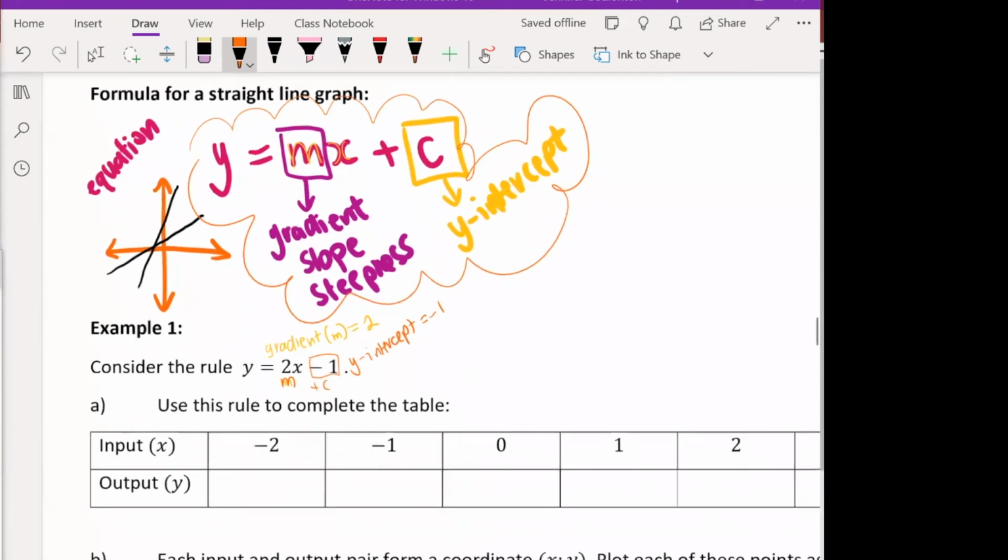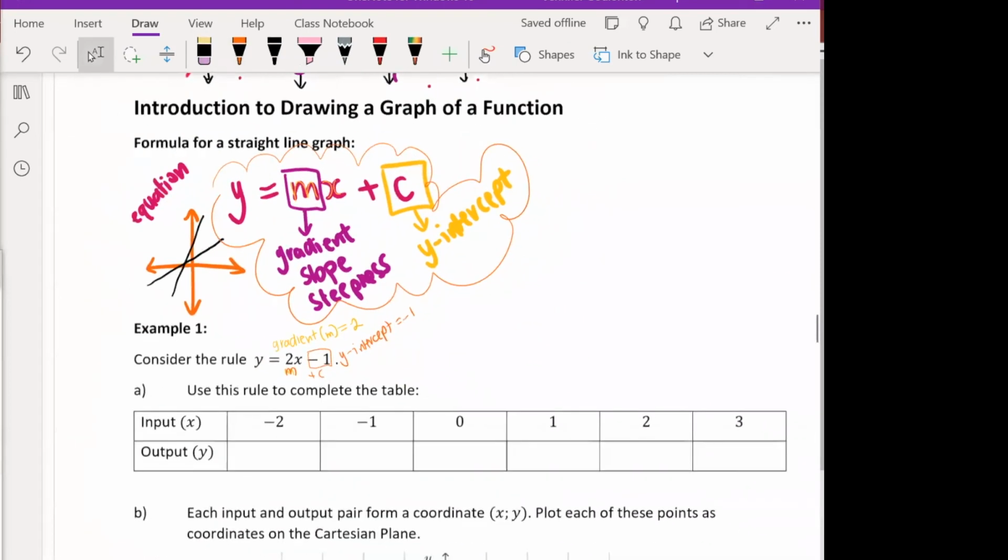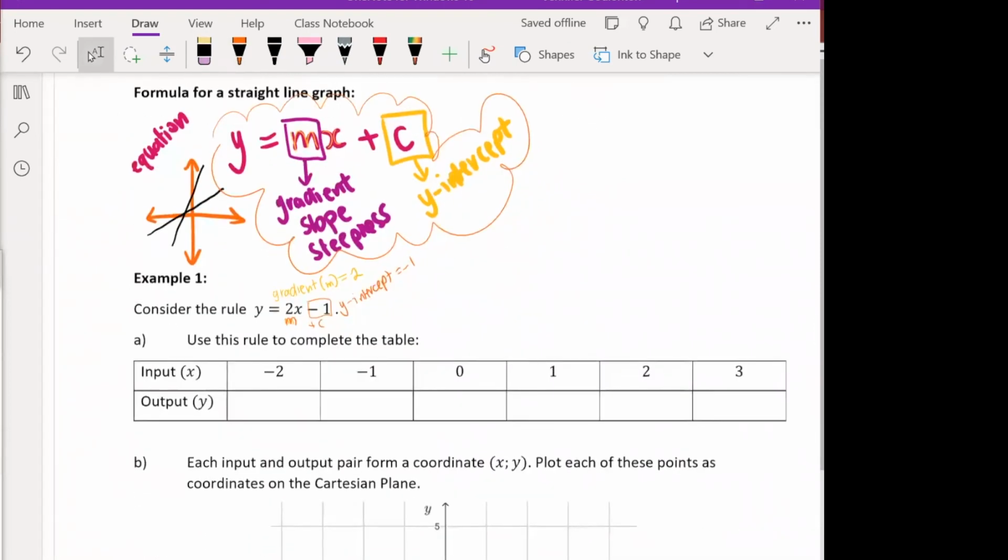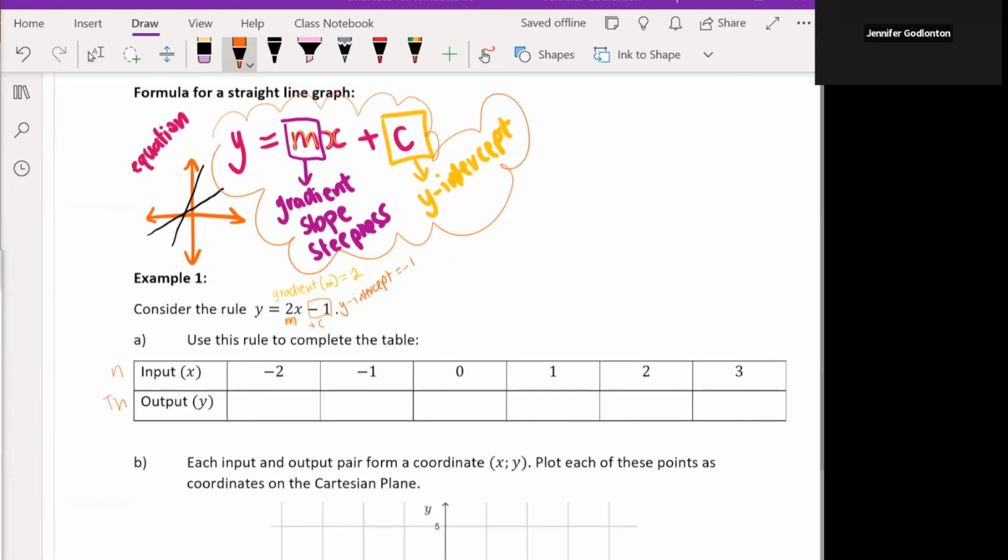Okay, let's have a look at what this would look like if we were working with a table. We did quite a bit of these tables when we were working with patterns. Basically, we're saying that our x value is our input and our y value is our output. When you were doing patterns, you would see that as n and tn, but now we're just using x's and y's, okay?